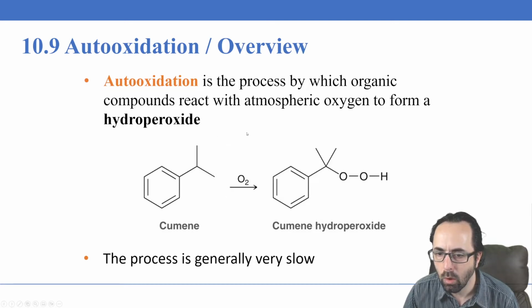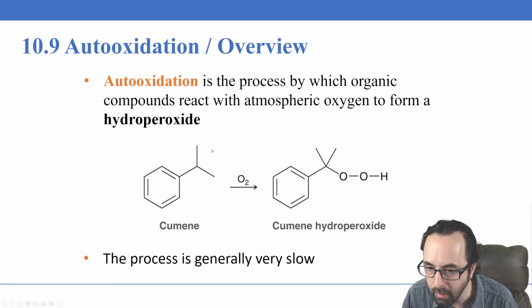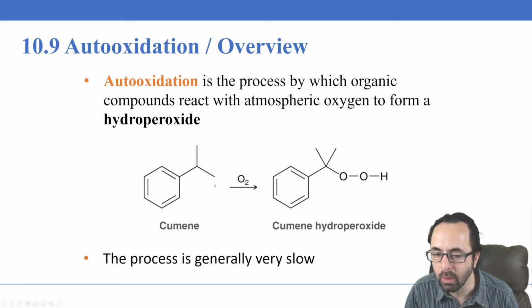So one other thing that can occur with organic compounds is that they can react with oxygen and create hydroperoxides. This is a very slow process, but it can occur. This especially can occur when you have a particularly stable radical intermediate. So for example here, this would go through a stable tertiary benzylic radical, super stable. So that really helps to create a radical which can then end up as this peroxide bond here.